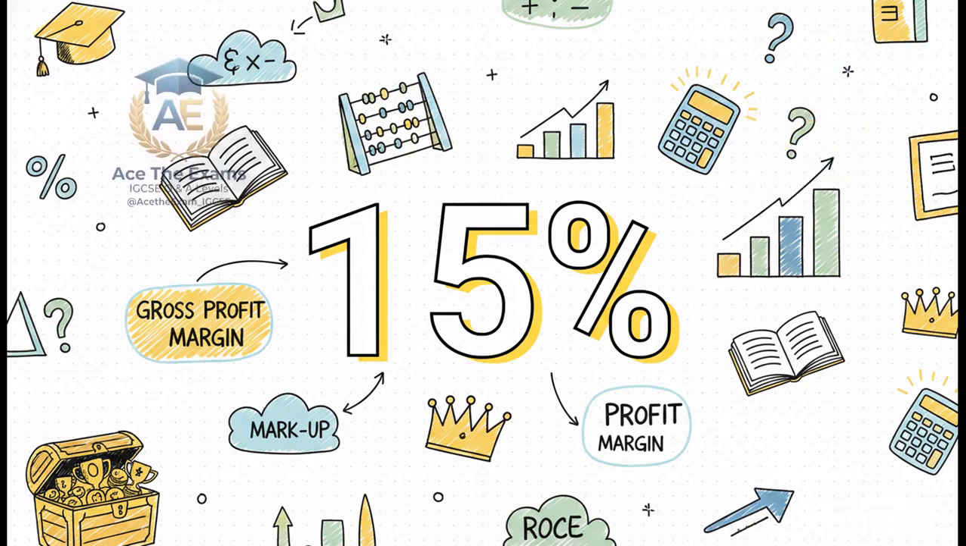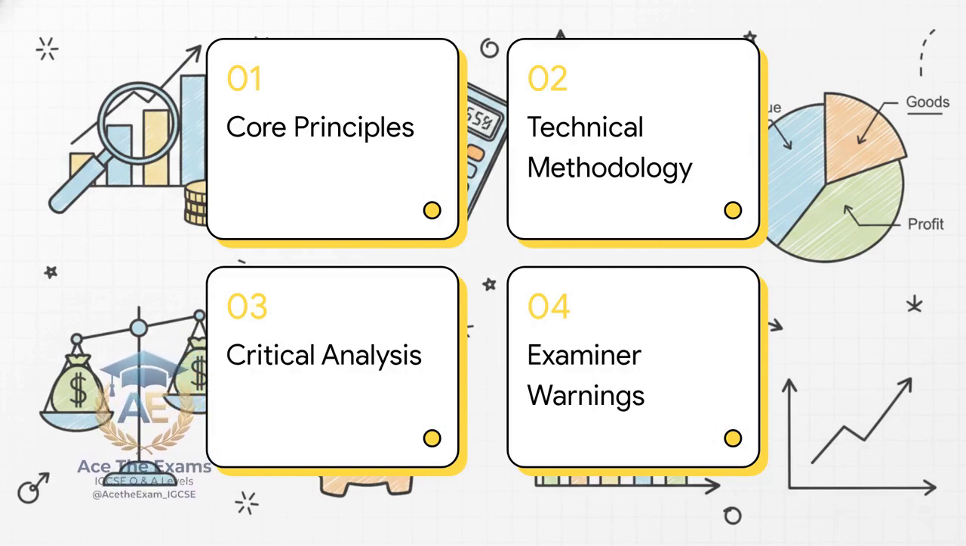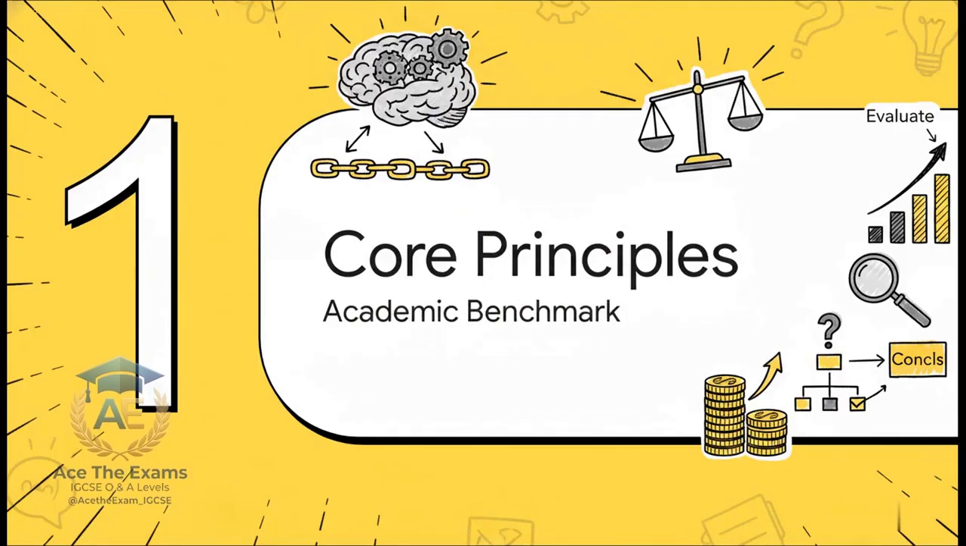You absolutely cannot fake your way through 15% of an exam. You just can't. You need an elite strategy, and you need to understand exactly what the examiner is looking for when they review your paper. So here is our structural blueprint for today's explainer. First up, we've got mastering core principles. Second, we'll hit the technical methodology. Third, we're diving into critical analysis and roadblocks. And finally, we will wrap up with examiner warnings and a recap. Let's get started with Section 1, Mastering Core Principles, which is all about setting the academic benchmark.